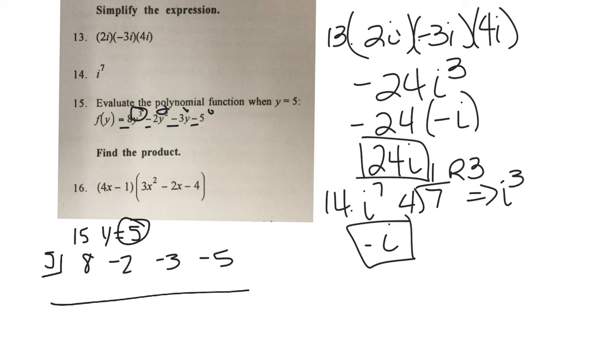And then let's say we bring down the 8. We multiply the 8 times the 5. So we get 40. We add negative 2 plus 40. Gives us 38. And then we do 38 times 5, which I'm going to need a calculator for.